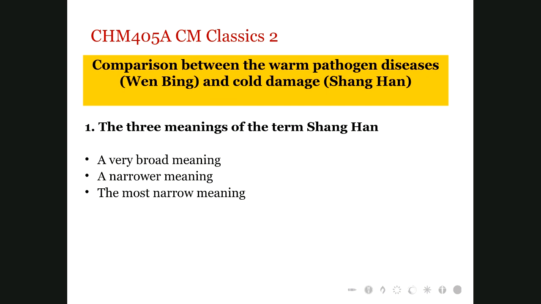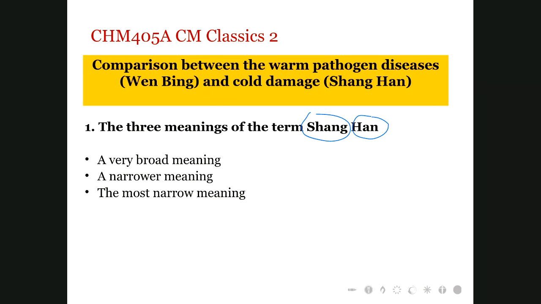For the broad concept, any kind of external pathogenic factor attack, we call that injured by the pathogen. So Shang means injury here. Shang, so injured by pathogens. Han is any kind of unexpected pathogen. So injured by any kind of pathogen. That is the broad concept. But for the narrow concept, it is basically injured by external cold nature related pathogens.